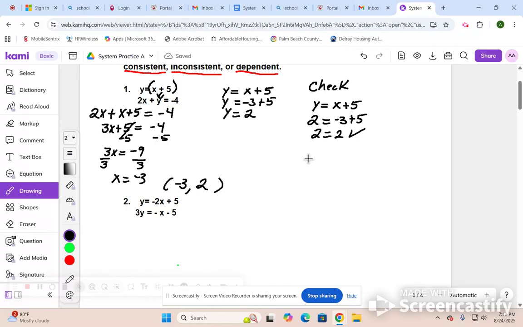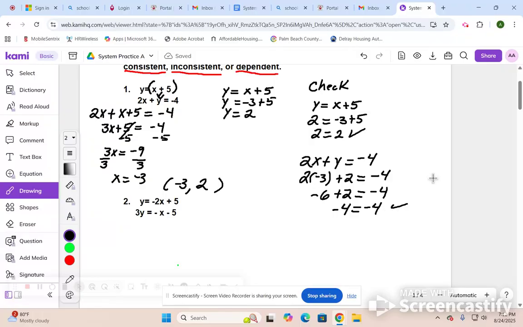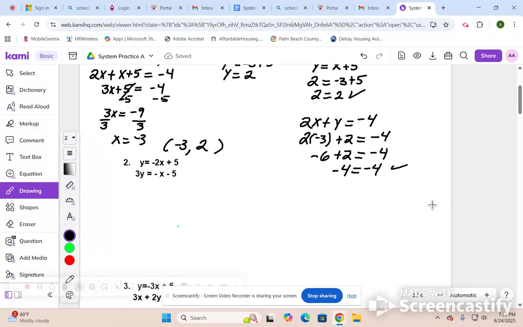So let's try checking the second one. 2x plus y equals -4. Let's replace x with -3 and y with 2 and see if this equation is true. So we have -6 plus 2 equals -4. -4 equals -4 is a true equation. That means our solution does check. It is correct that (-3, 2) is a common solution for this system. All right, let's go to the next one.